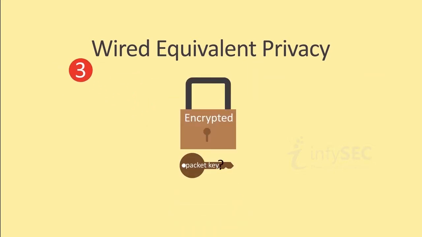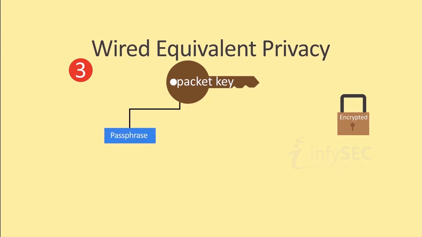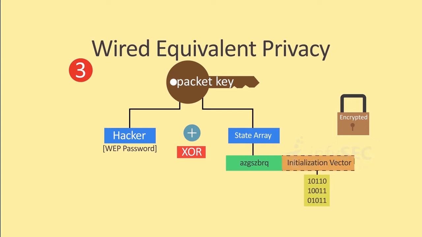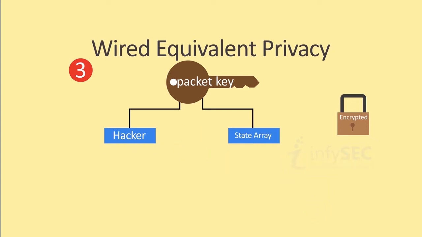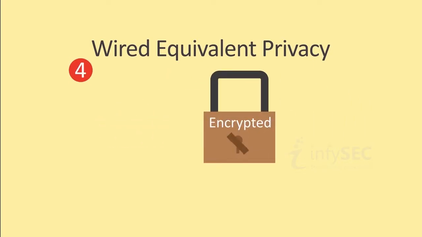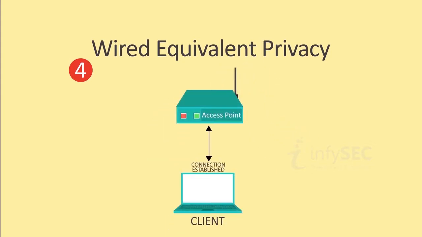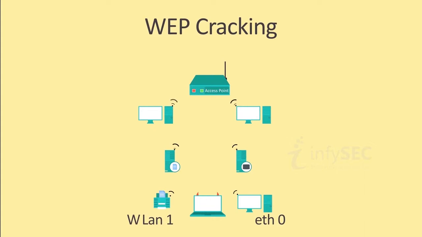What is this packet key? Packet key is equal to the passphrase, that is the WEP password, XORed with a state array, that is nothing but random integers, appended with the initialization vector, wherein the initialization vector is the checksum of the contents of the packet to be encrypted using CRC32. 4. The AP decrypts the clear text and checks for authentication. If the packet key is a valid one, then the connection is established between the AP and the client or station. Having known how WEP works, now let's get into cracking the WEP key for the network.